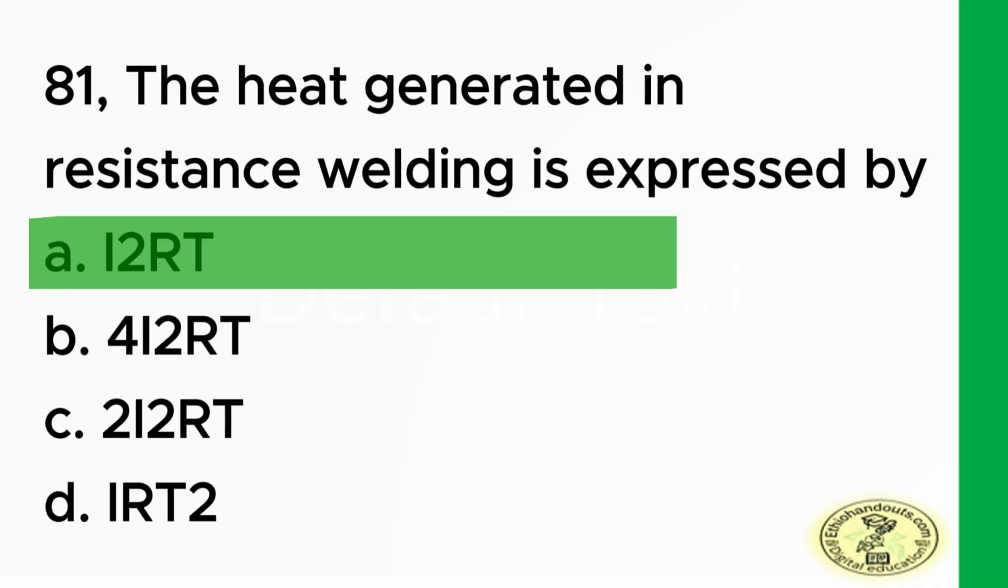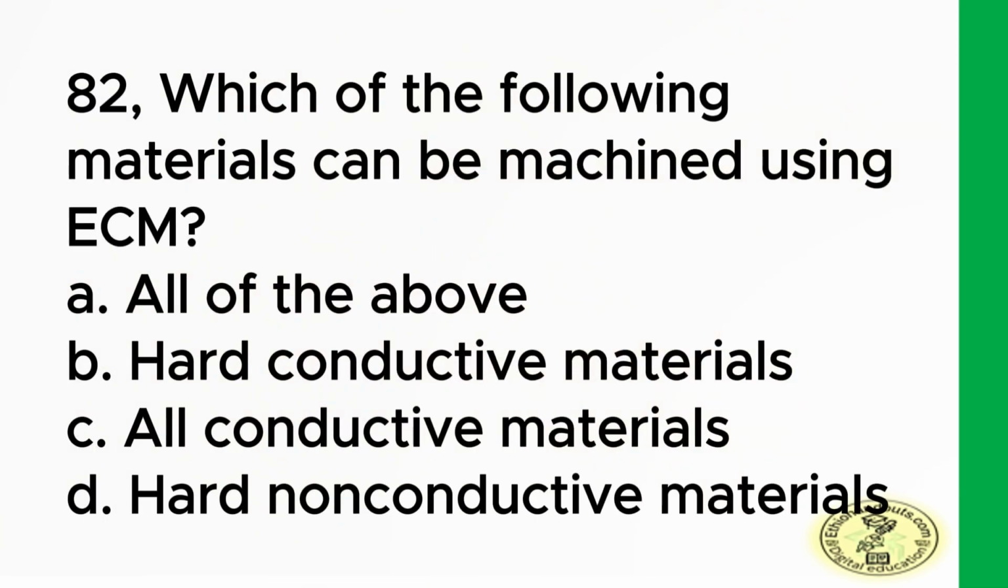The correct answer is A. I²RT. 82. Which of the following materials can be machined using ECM? A. All of the above, B. Hard conductive materials, C. All conductive materials, D. Hard non-conductive materials.